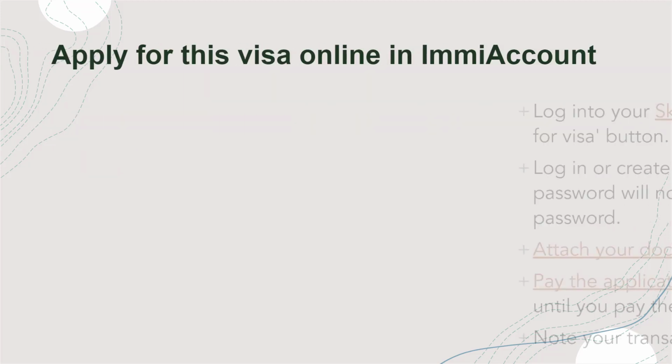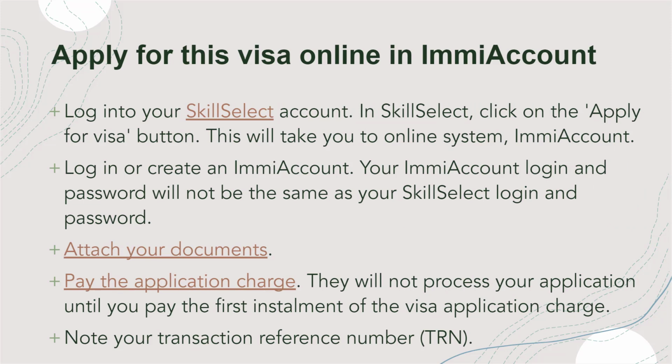Apply for this visa online in IMI account. Log into your SkillSelect account. In SkillSelect, click on the Apply for Visa button. This will take you to our online system, IMI account. Log in or create an IMI account. Your IMI account login and password will not be the same as your SkillSelect login and password. Attach your documents. Pay the application charge. We will not process your application until you pay the first installment of the visa application charge. Note your transaction reference number.